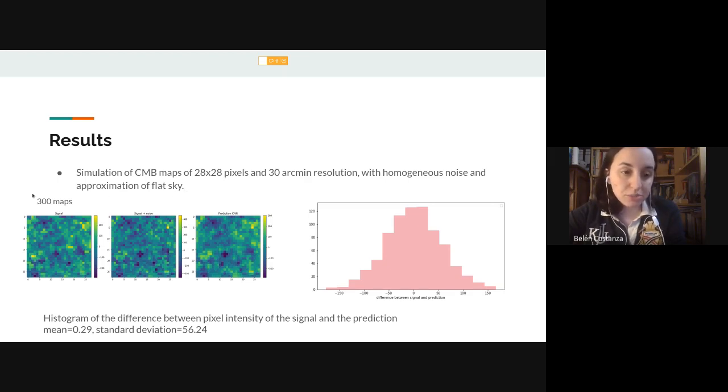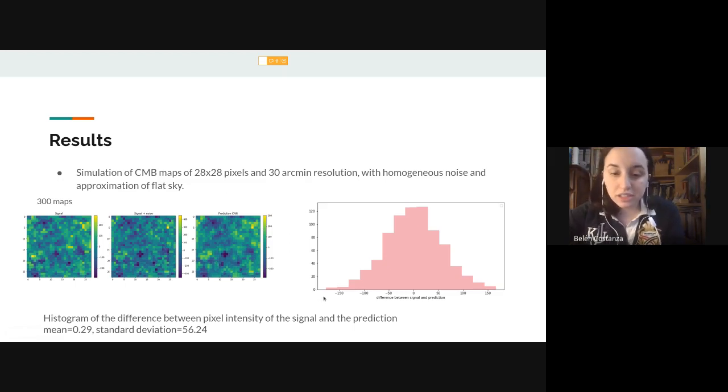and after training, we made predictions with 300 maps. And this is an example for one of these maps. This is the map of the signal. The second one is the map of the signal plus noise. And the third is the prediction for that map.